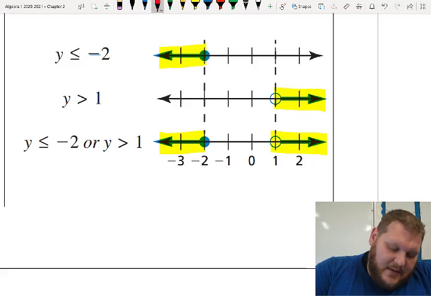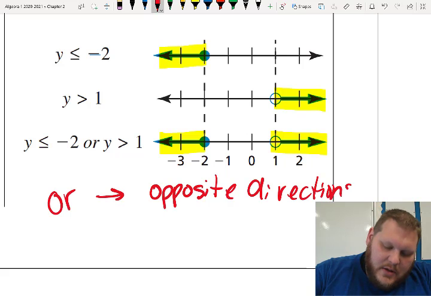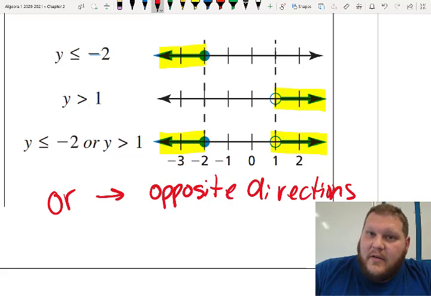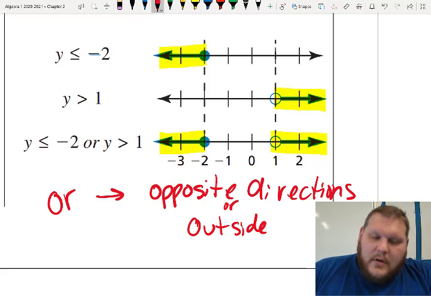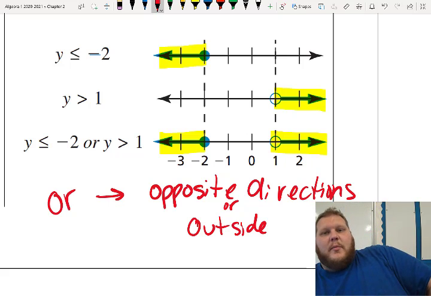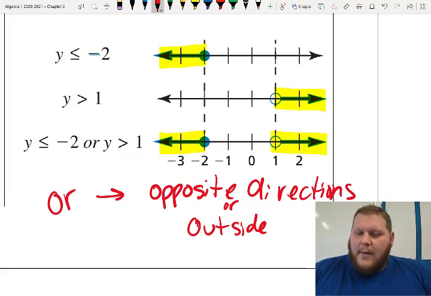So in this case, again, OR means opposite directions. If in between was our phrase for AND, outside of my two boundaries is how we would classify an OR problem. If you know it's bigger than this or smaller than that, it's an OR problem.